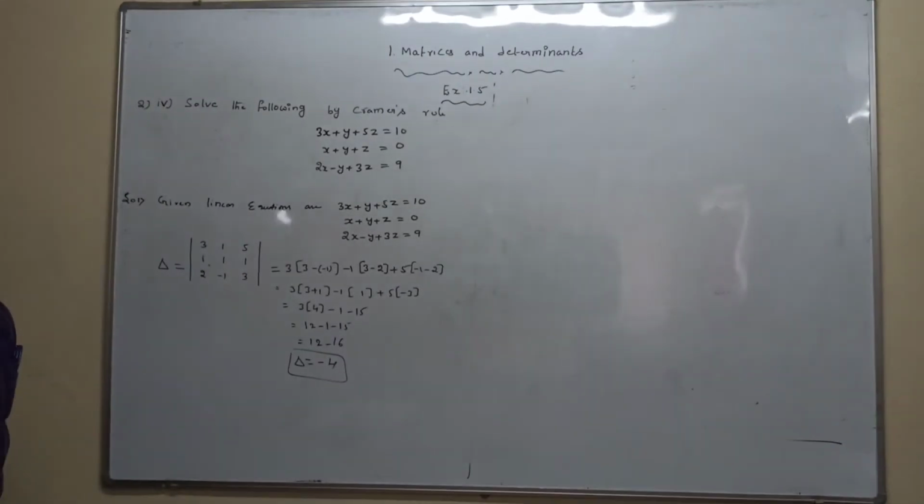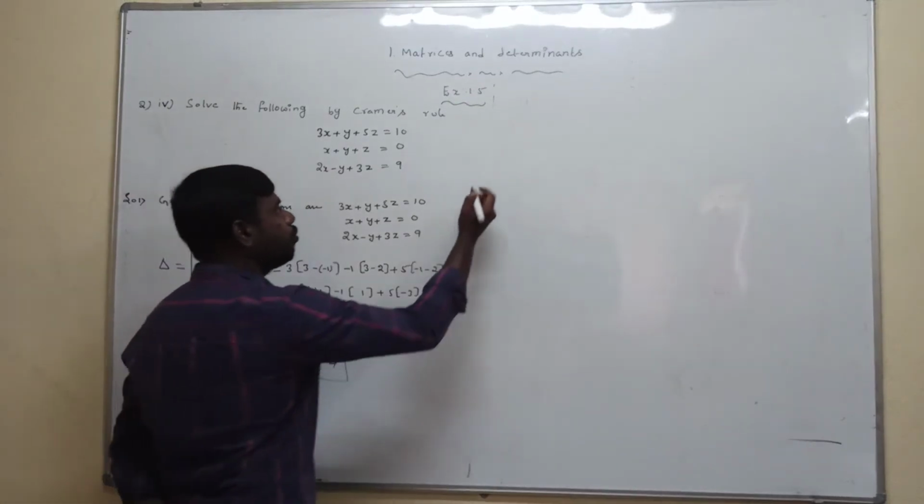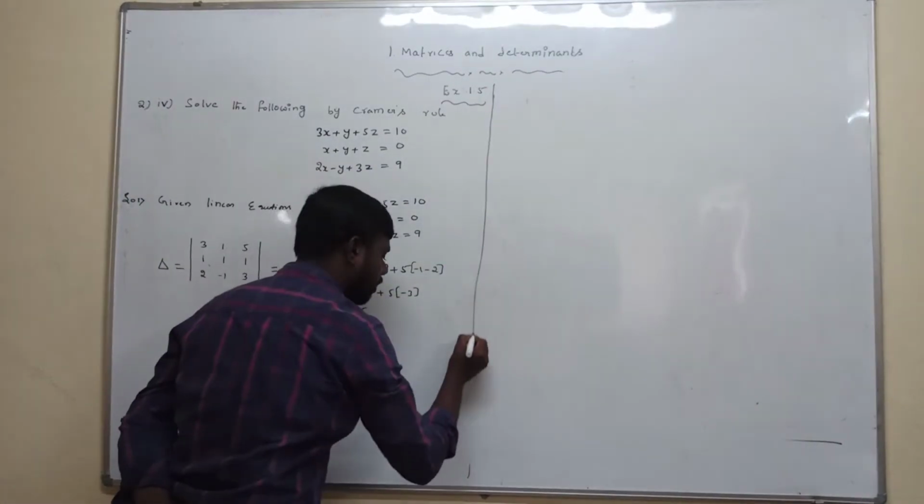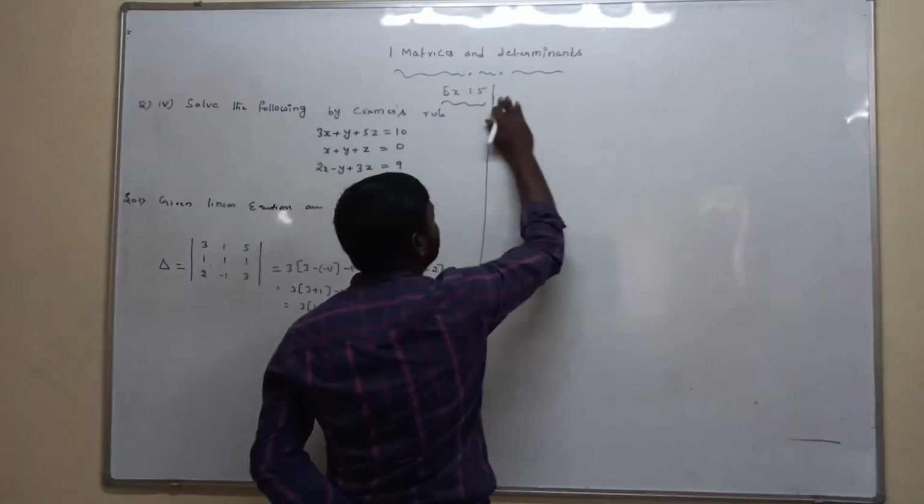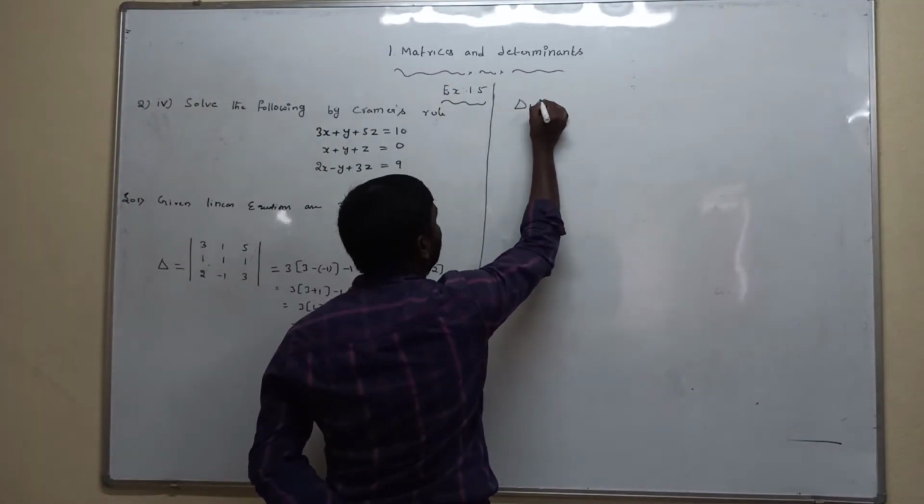What is the value of delta here? Minus 4. Next we have to find delta 1, delta 2, delta 3. First we have to calculate delta 1.